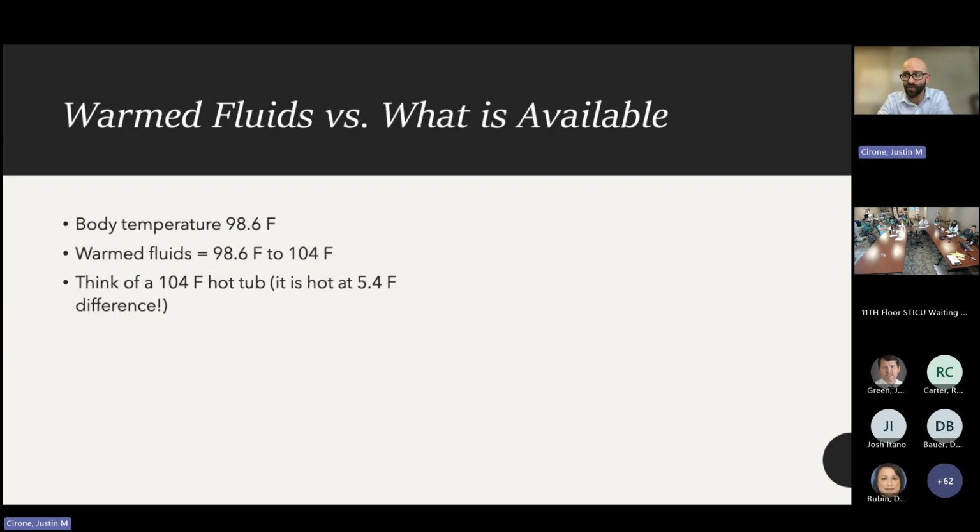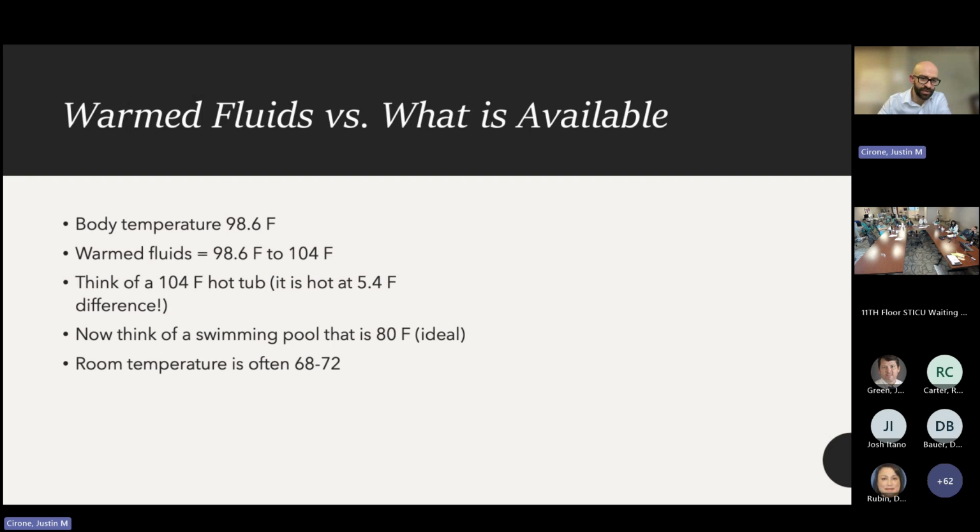And I get in there and I'm like, wow, this is warm. And I start sweating and my face gets flushed. And now think of a swimming pool that's like 80 degrees Fahrenheit, which is a really nice swimming pool. It's not too cold. You jump in and you're like, yeah, this is really good. You can stand in there for like an hour. Room temperature is usually like 68 to 72. If you got into a pool at 70 degrees, you would be quite cold. That is a chilly dip. And this is what we're giving in terms of our room temperature crystalloids if you grab it.